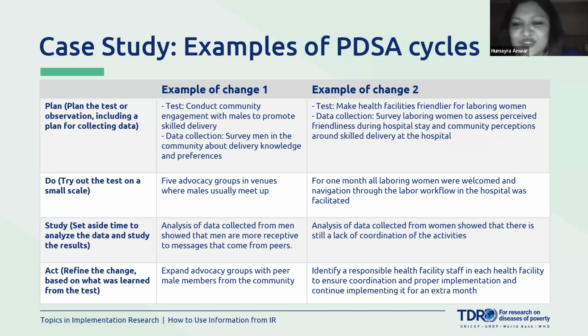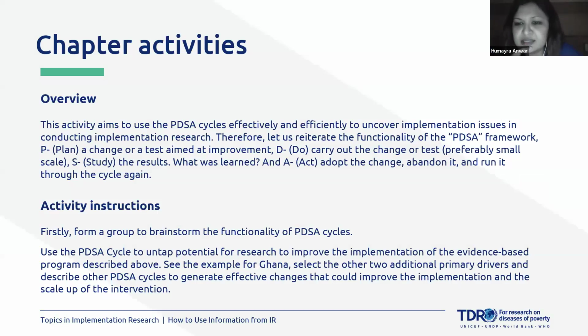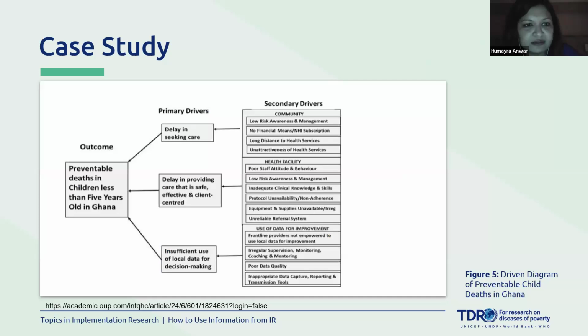Yeah, and then they continued for an extra month. So this is a case study. We wanted you to work on the other 2 additional primary drivers we have, like delay in providing care. Here the secondary drivers are also there. Can you identify one change you want to make here? Someone.